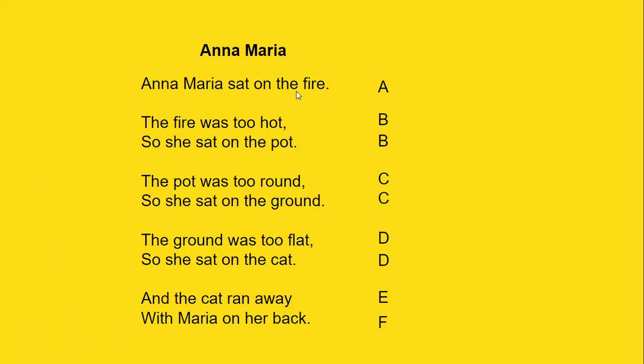Let's have a look at our rhyming pattern. Anna Maria sat on the fire. That's an A. The fire was too hot, so she sat on the pot. B and a B, because hot and pot rhyme. The pot was too round, so she sat on the ground. Round and ground rhyme, so they get a C because they don't rhyme with any of the words previously. The ground was too flat, so she sat on the cat. D and D, because flat and cat rhyme and don't rhyme with any of the ones earlier. And the cat ran away with Maria on her back. So those two don't rhyme, and so they've got their own letters, E and F.